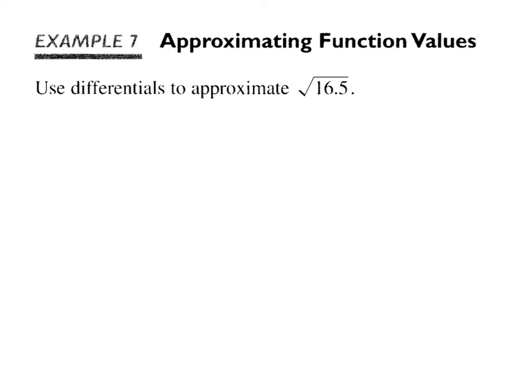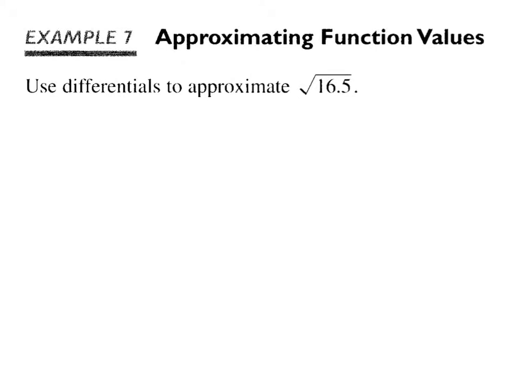Let's look at one more example. We're going to approximate the square root of 16.5. So you've got to make some inferences here. First of all, what's our f of x that we're dealing with? Square root of x. That's our function. So obviously, f prime of x, you guys know this, it's going to end up being 1 over 2 root x.